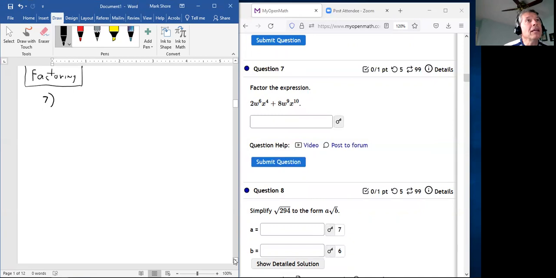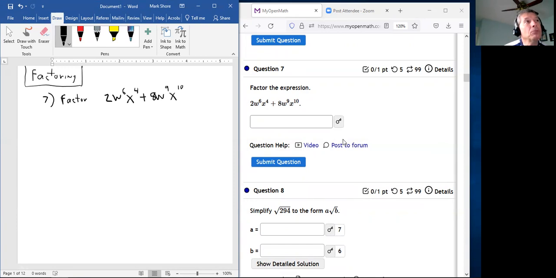So anyway, here back to 7. See, it says factor. So factor is kind of like breaking things apart. Is there a common factor is what we're looking for. So this is what we're going to factor here: 2w to the 6th, x to the 4th, plus 8w to the 9th, x to the 10th.